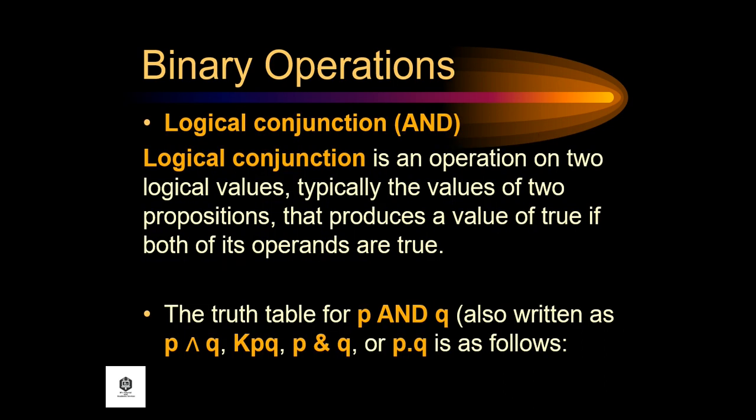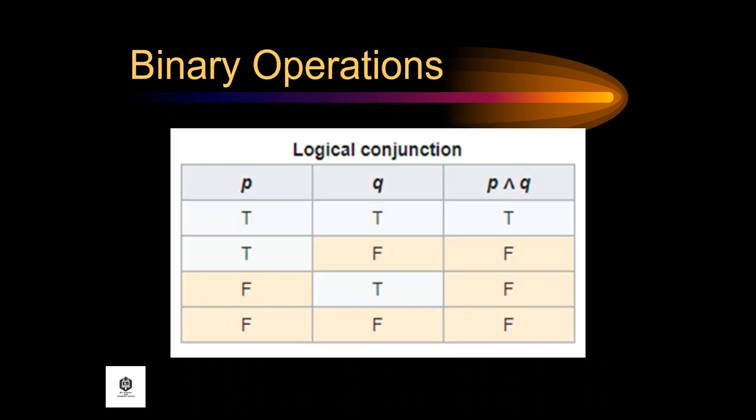For the logical conjunction or AND, logical conjunction is an operation on two logical values, typically the values of two propositions, that produces a value of true if both of its operands are true. The truth table for P and Q, also written as you can see on the screen, is as follows. Here is the logical conjunction.